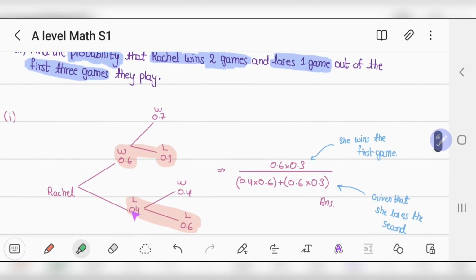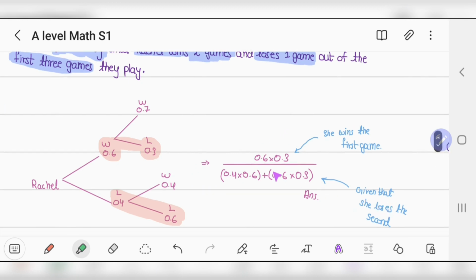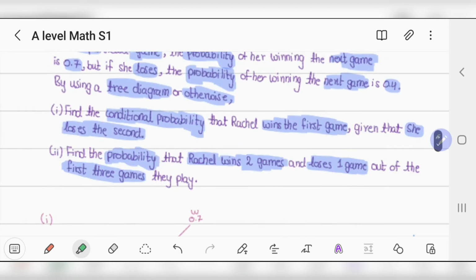Definitely like this. So 0.4 × 0.6 + 0.6 × 0.3, given that. But then she wins the first game, so 0.6 × 0.3. Given that she loses the game, you just take all the possible outcomes in here, and then you satisfy the conditional probability that she wins the first game. So 0.6 × 0.3.